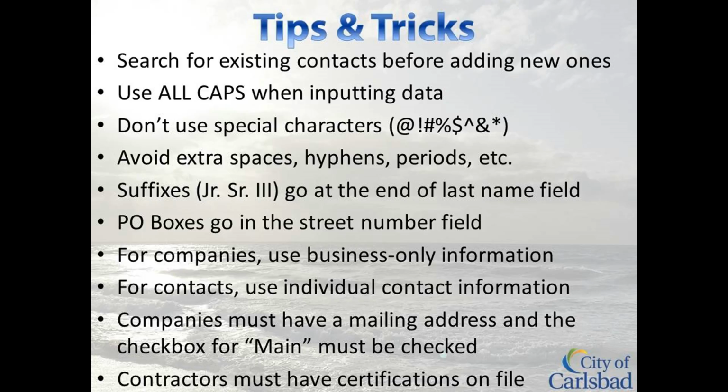name field. If your address includes a P.O. box, make sure the P.O. box goes in the street number field. When it comes to companies, only input business-specific information. Leave the individual contact information for contacts or subcontacts. Companies must have a mailing address on file, and the checkbox for main should be checked for that mailing address. And finally, if the individual contact you're adding is a contractor, remember to have their certifications on file, otherwise you won't be allowed to proceed.